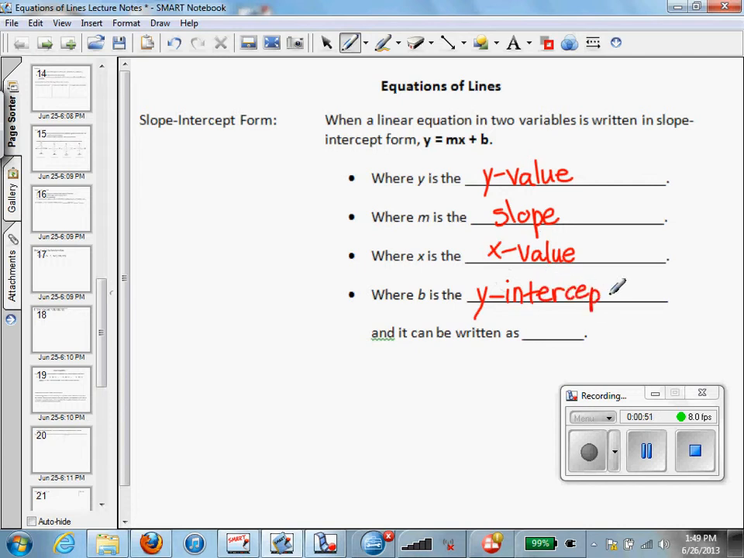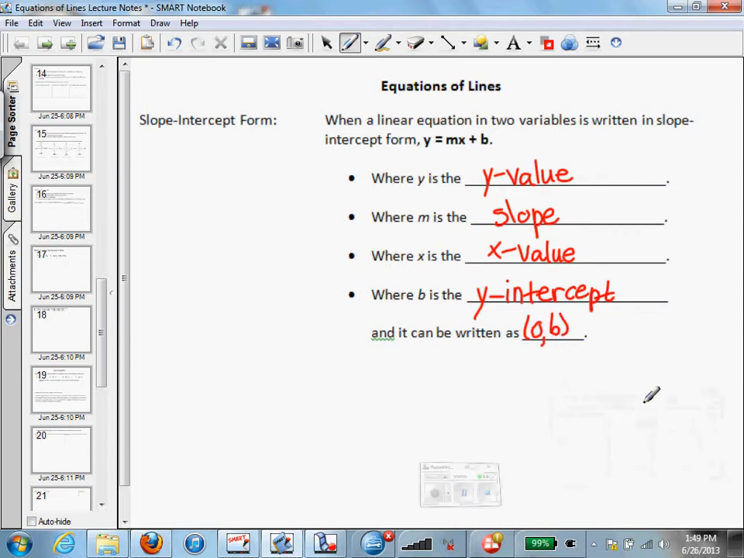The y-intercept, or b, can be written as a coordinate pair. That's the open parentheses, 0, comma, b, close parentheses.